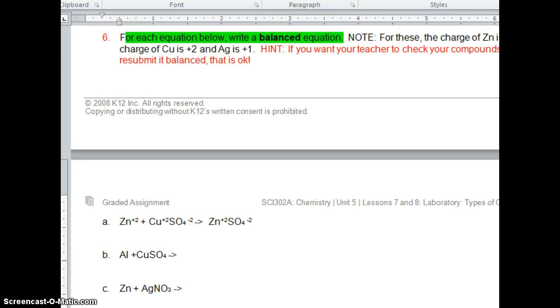This is part 3 of the Unit 5 lab. All right, so when I got cut off, we are putting zinc with sulfate because we have one positive with one negative, and that means the copper is going to be all by itself.